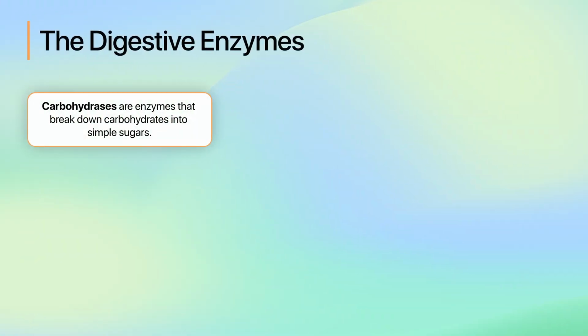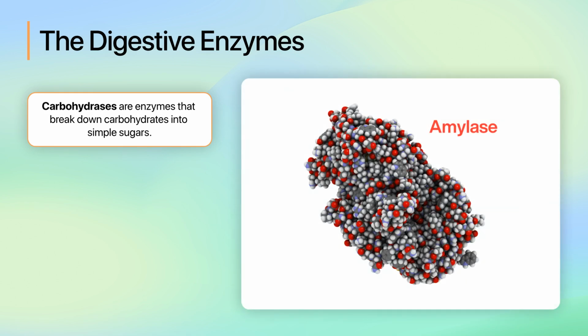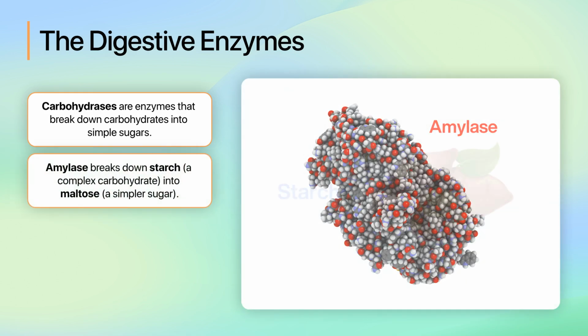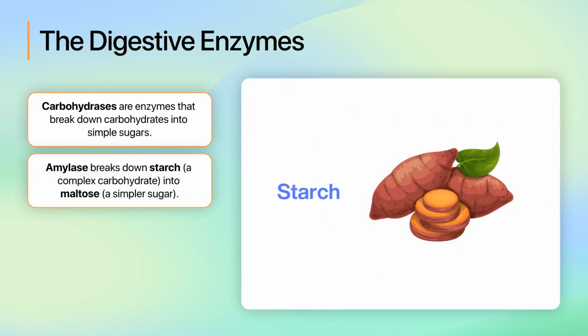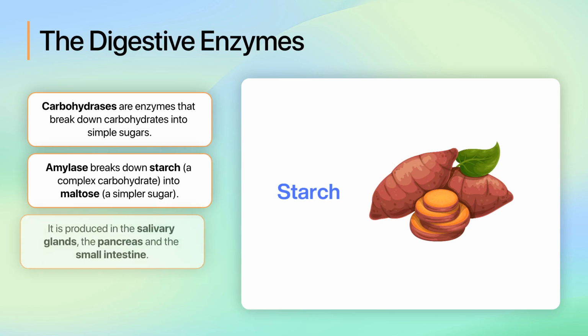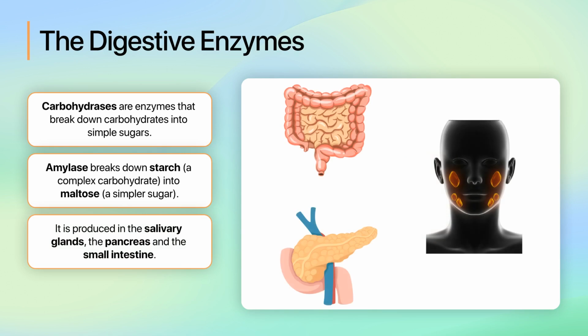Carbohydrases are enzymes that break down carbohydrates into simple sugars. One important carbohydrase is called amylase. Amylase breaks down starch, which is a complex carbohydrate, into maltose, a simpler sugar. It is produced in the salivary glands, the pancreas, and the small intestine.